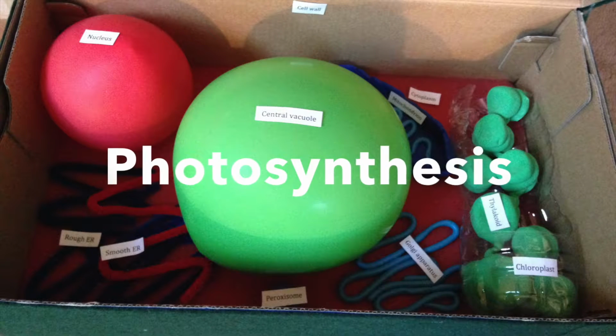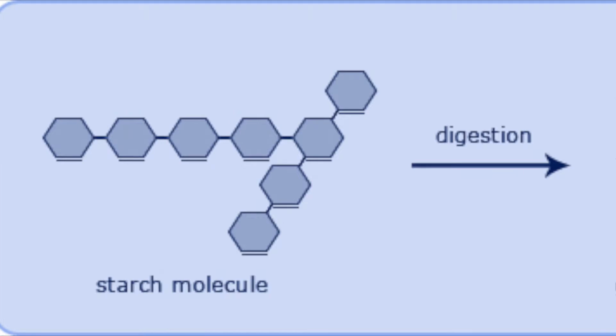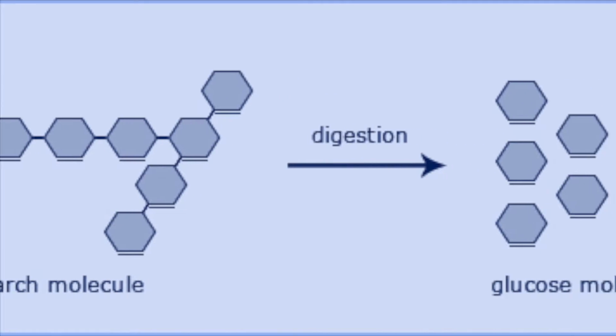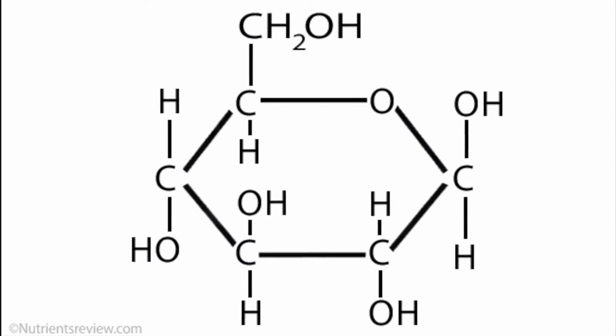Photosynthesis. Photosynthesis is the process that occurs in plants, algae, and some kinds of bacteria that use the sun's light energy to chemically convert carbon, which is inorganic, into carbohydrates, which is organic, like sugars and starches. It will capture the energy of sunlight in the bonds of glucose.